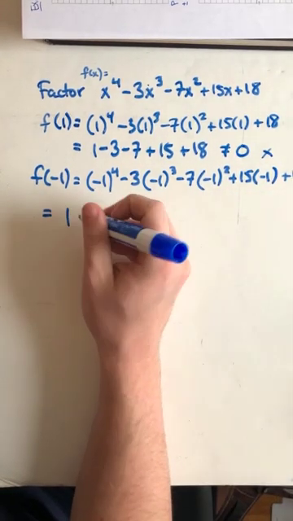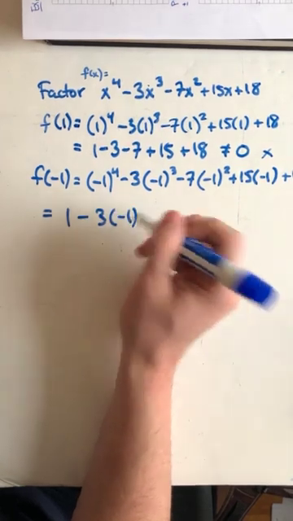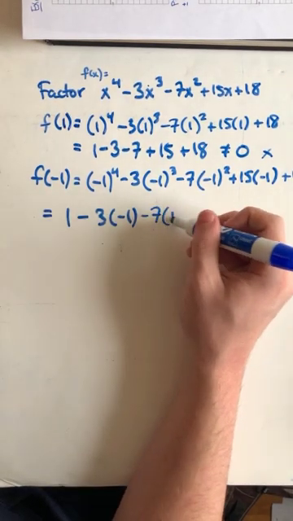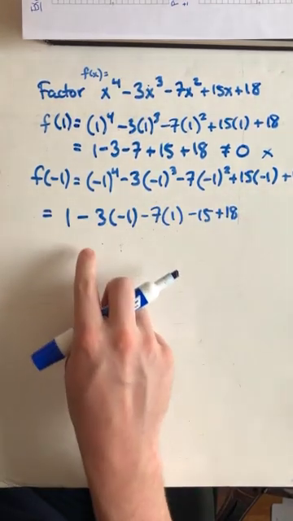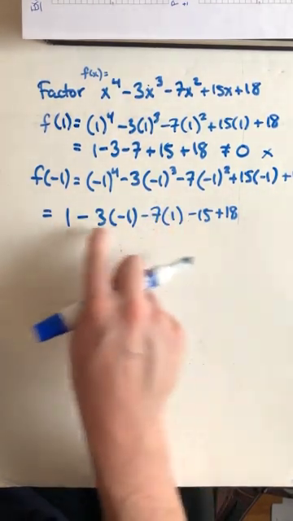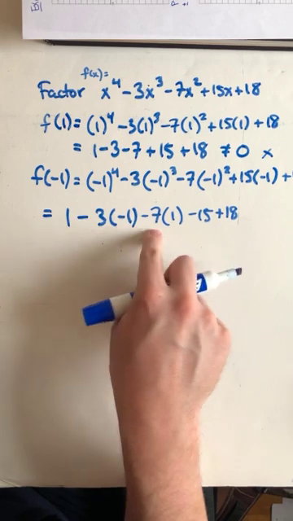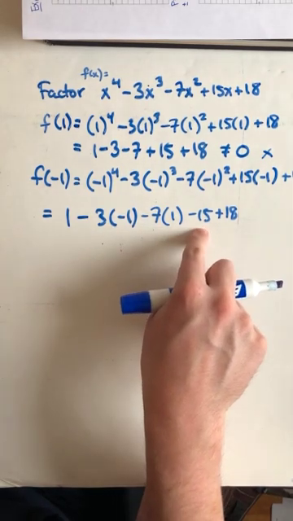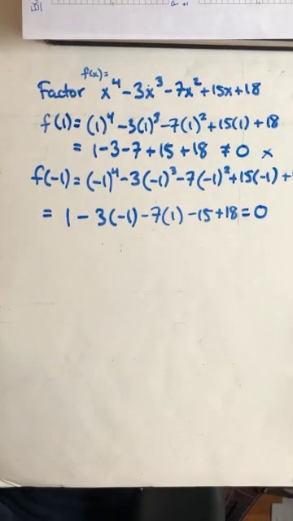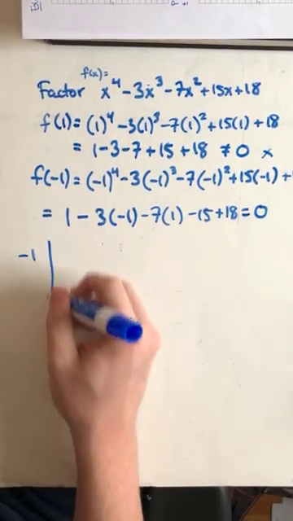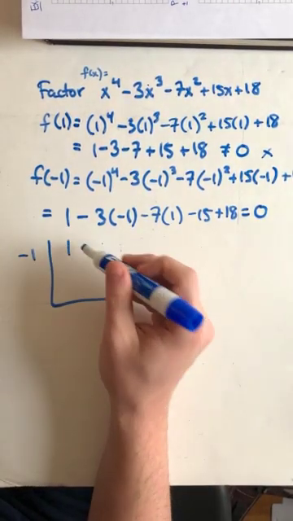All right, we got 1 minus 3 times negative 1 minus 7 times 1 minus 15 plus 18. You get plus 3 here, right? So you get 1 plus 3, which is 4, minus 7, negative 3, minus 15, negative 18, plus 18 is 0. There we go, negative 1 works. So I'm going to factor this out, or divide this out, sorry.